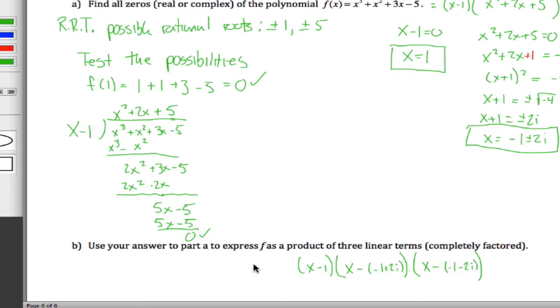You can leave it just like this if you want. F of x is equal to this. If you took the time to multiply this all out, to FOIL everything, and then multiply by x minus 1, you get right back up here to where you started.